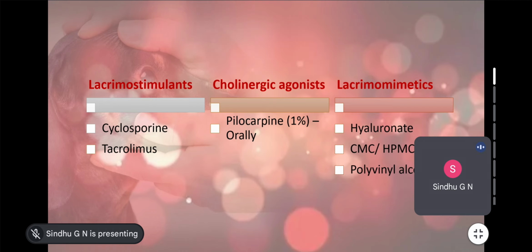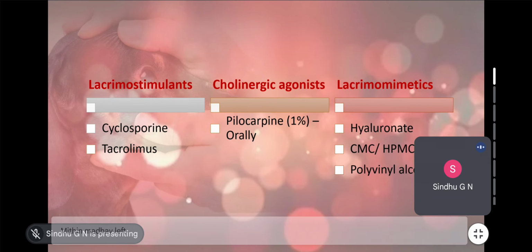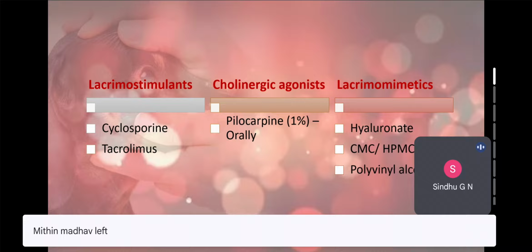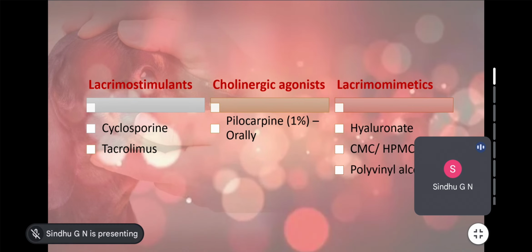Then lacrimomimetics or drugs that mimic the tear. So they won't have a longer action. That is why we use lacrimostimulants. Lacrimomimetics are hyaluronates, CMC, carboxymethyl cellulose or hydroxypropyl cellulose drops, polyvinyl alcohol. These all are lacrimomimetic or artificial tear drops.